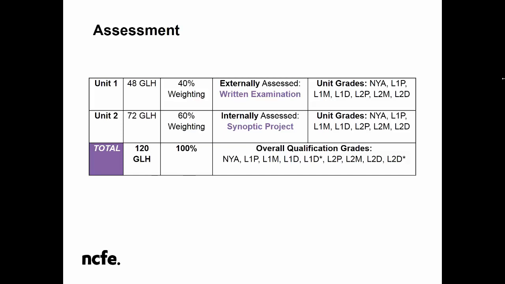Hello everybody. So we'll start with the chart here, which shows how the qualification is assessed. You can see it's constructed of 2 units. Unit 1 is an external assessment worth 40% of the qualification. This is in line with DFE minimum percentage for external assessment, and the remaining 60% comes from the internally assessed synoptic project. The overall qualification grades available range from level 1 pass up to level 2 distinction, so both level 1 and level 2 are included within one qualification as opposed to being 2 separate qualifications.